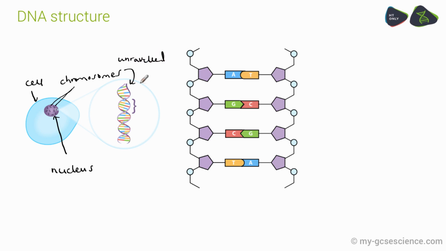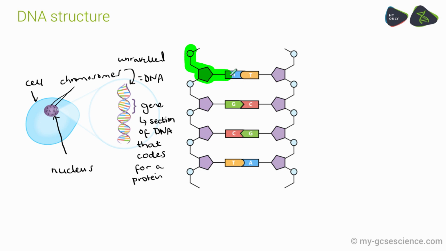If we zoom in on one chromosome and unravel it, we can see it is made up of a biological molecule called DNA, which stands for deoxyribonucleic acid. Sections of this DNA that code for a characteristic are called genes, and all your characteristics are determined by proteins. So a gene, in other words, codes for a protein. Proteins are therefore made from the recipe or instructions on the DNA.